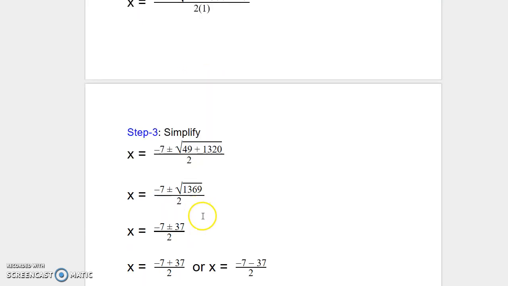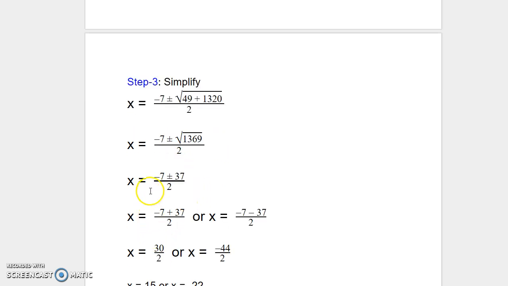Now we're going to simplify it some more. Negative 7 plus or minus the square root of, we want to add 49 plus 1320 under the radical term. So 49 plus 1320 is 1369, the whole thing divided by 2. So negative 7 plus or minus the square root of 1369, and the square root of 1369 is 37, the whole thing divided by 2.